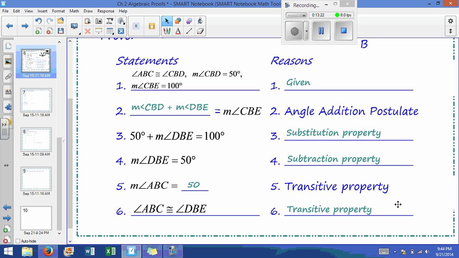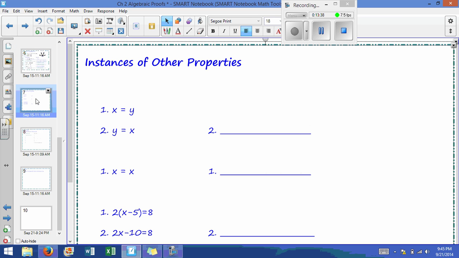So that's one more thing you should know about proofs, is that you can have a reason stated multiple times in a row. There's no rule that you can only have each property once or anything like that, really. Okay, so we tried some of those properties, but we didn't get to all of them. So I wanted to show you instances of the other ones.